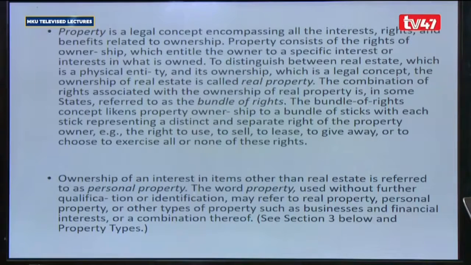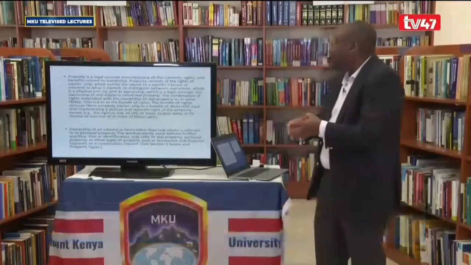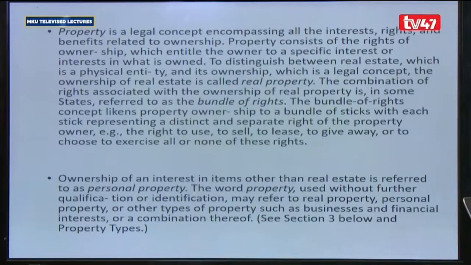And to distinguish between real estate, which is a physical entity, and its ownership, which is a legal concept, the ownership of real estate is called real property. So real estate is the physical. Real property is the ownership interest. And the combination of the rights associated with ownership of real property in some states is referred to as the bundle of rights. So the real property is that bundle of rights that you have over a certain property or over a certain real estate. So bundle of rights over real estate is what is called real property.